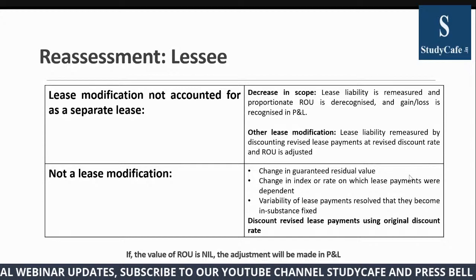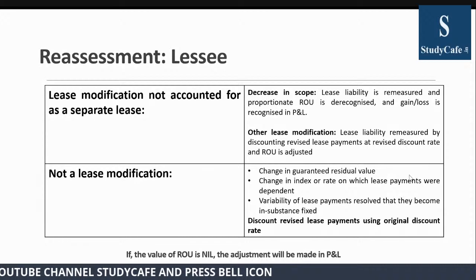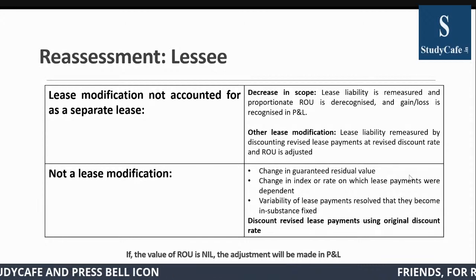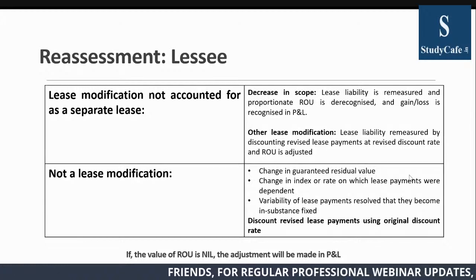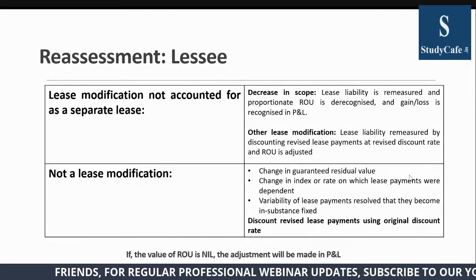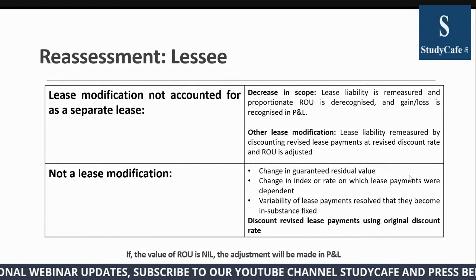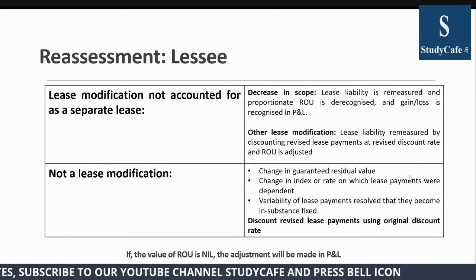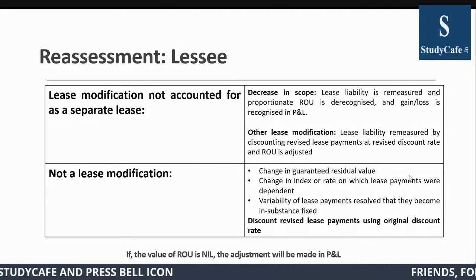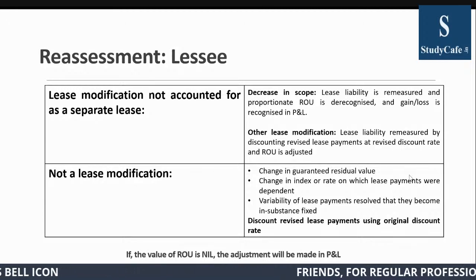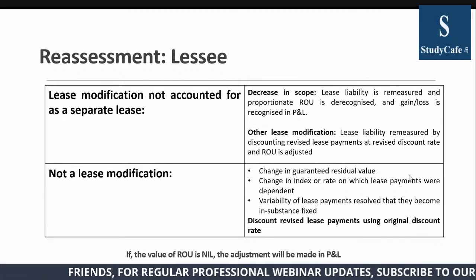But if there is no lease modification at all, but still there are certain changes, suppose there is a change in guaranteed residual value, or a change in variability of lease payments, right? In that case, the lessee is not required to calculate the revised discount rate. It can still use the original discount rate, but it is still required to reassess the lease liability, and whatever difference is there between the carrying amount of the lease liability and the revised lease liability will be adjusted from the ROU asset.